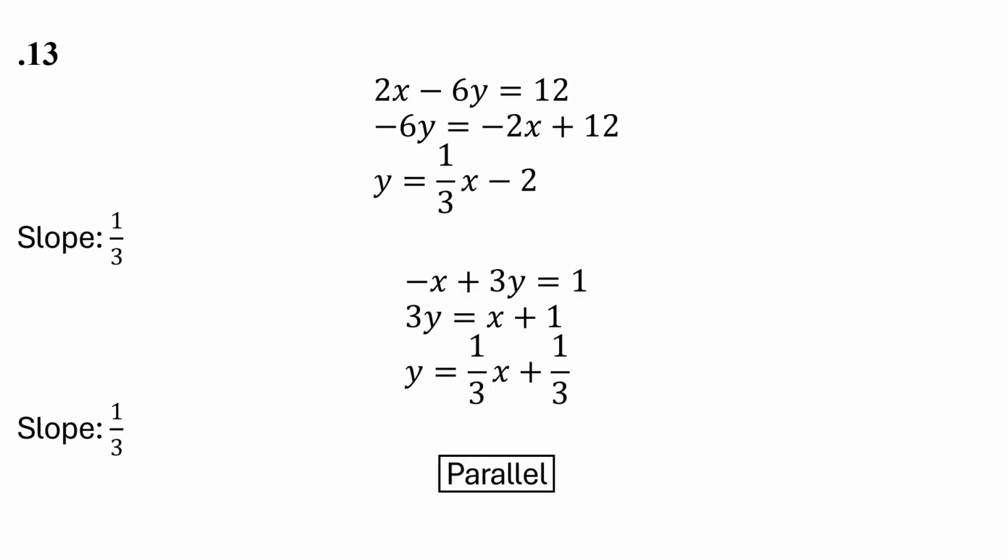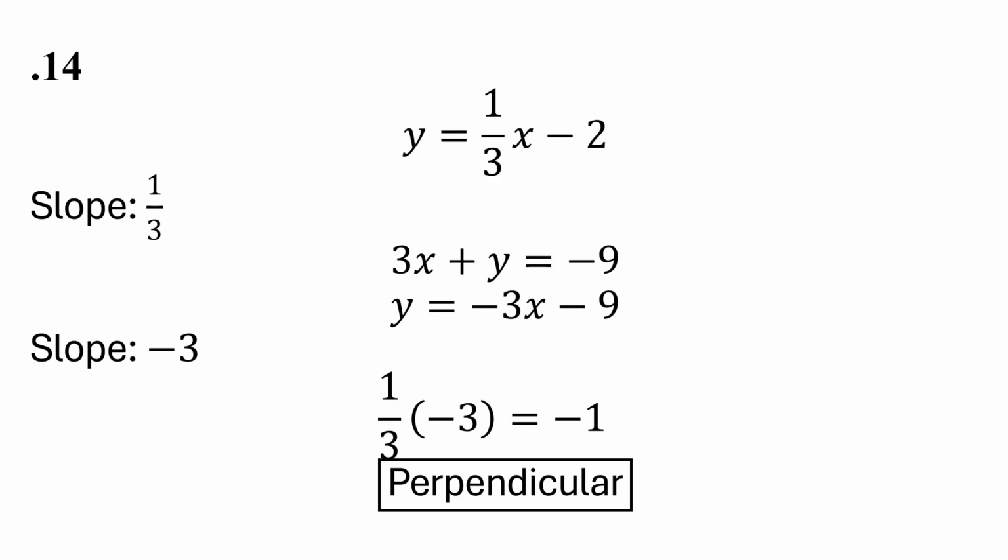Both lines have the same slope, 1/3. Lines with the same slope are parallel. The slopes are 1/3 and negative 3. Their product is negative 1, so the lines are perpendicular.